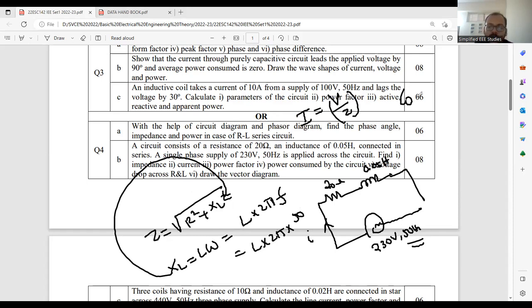Third one, power factor, cos phi. What is the formula for cos phi? R by Z. This is the formula for cos phi that you can make out. Then power consumed by the circuit. Then the voltage drop across R and L. For example, VR, voltage across the resistor, VR means I into R. Similarly, VL is equal to I into XL. Only substitution is required from your side. To draw the vector diagram, directly you can refer to the manual in the data handbook. Fine. Average power consumed by the circuit will be zero only. That is no issue. So these are the things you can make out. I think you can manage.